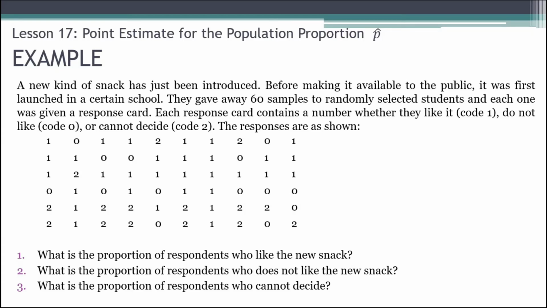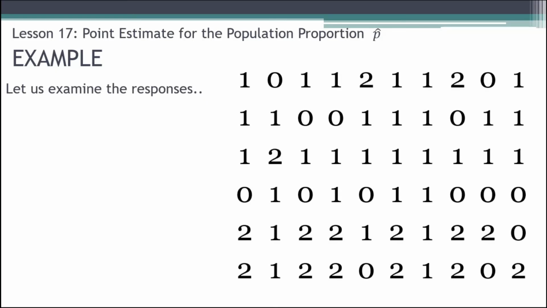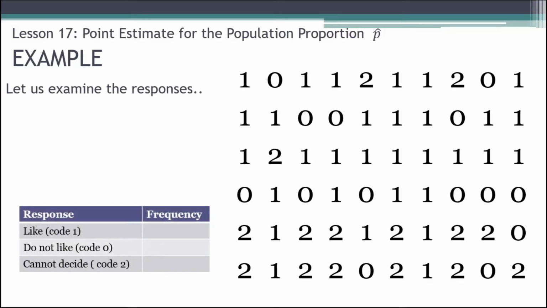So, sige, paano natin isosolve yan? Examine muna natin yung responses. Ayan siya. Ngayon, ano na ngayon ang approach na gagawin natin? Gawa tayo ng table. Bilangin natin kung ilan yung nag-like, hindi nag-like, at hindi nakapag-decide. So, para mabilang natin kung ilan yung nag-like, bilangin natin kung ilan yung number 1 dito sa table na to. Okay, so sige. Bilangin natin.